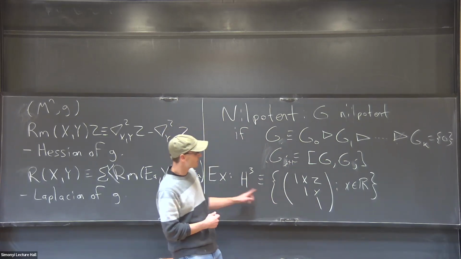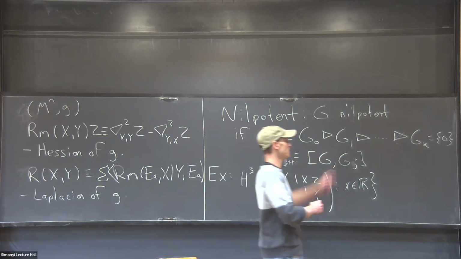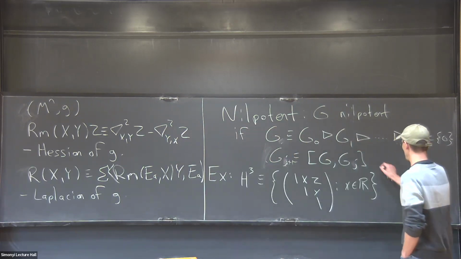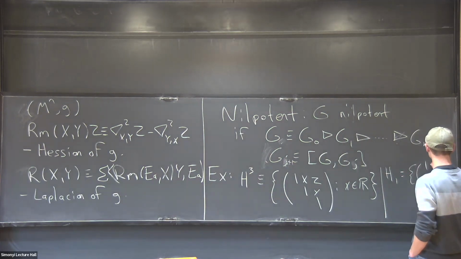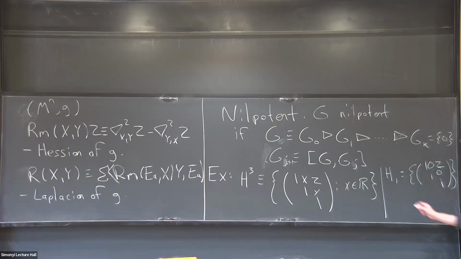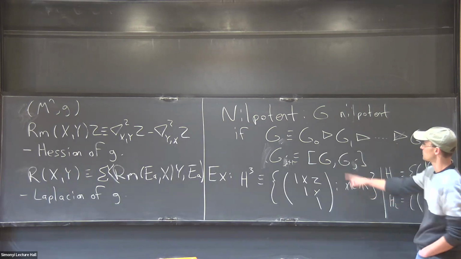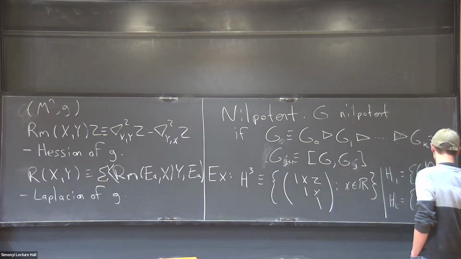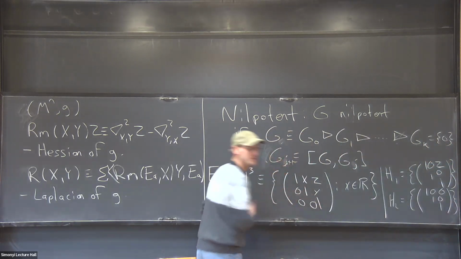If I take a commutator, what it basically does is it kills the first term, and then it kills the second. So if I compute these out, I get my H1, the collection of matrices which looks like this, and my H2 will be the subgroup of this guy that's just the identity. So after I take two commutators, I get 0. Sorry, if I skip stuff, I mean the identity.